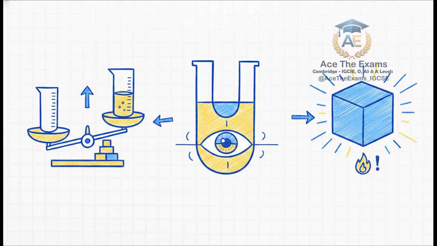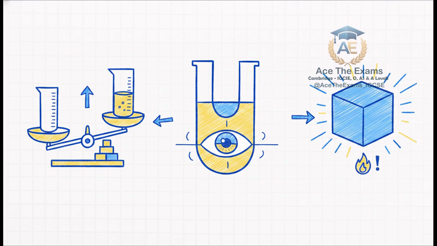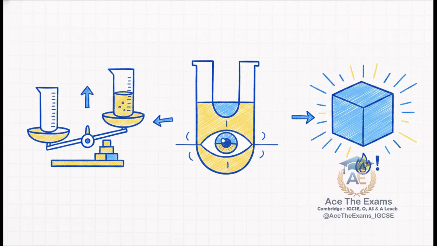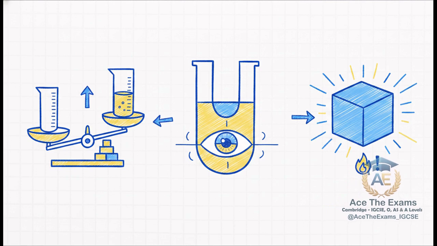That is a classic trap. The examiners are testing your professional scientific skills here. When you read the volume of that displaced water, are you explicitly stating in your answer that you must read from the bottom of the meniscus at eye level to avoid parallax error? Those are the micro details that separate an average grade from an A star.